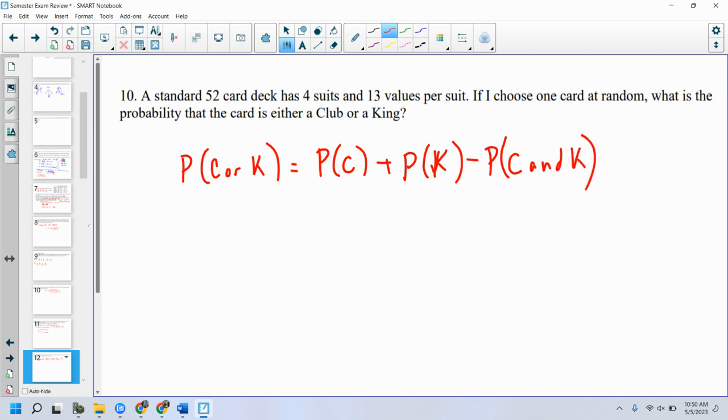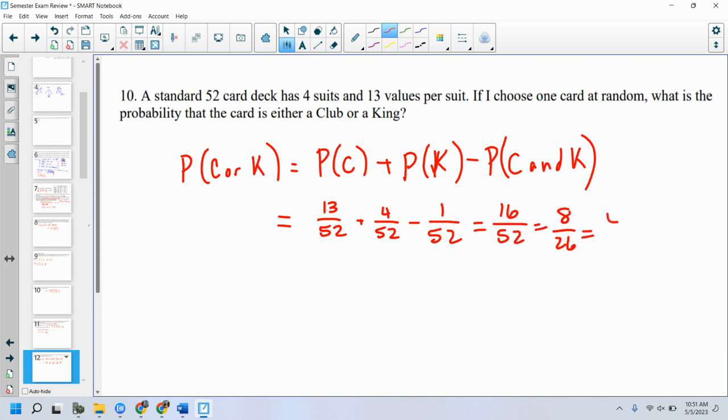So what's the probability of club? 13 out of 52. What's the probability of king? 4 out of 52. What's the probability of a club and king? One. How many clubs are also kings? 1. So 16 over 52, which is 8 over 26, which is 4 over 13.